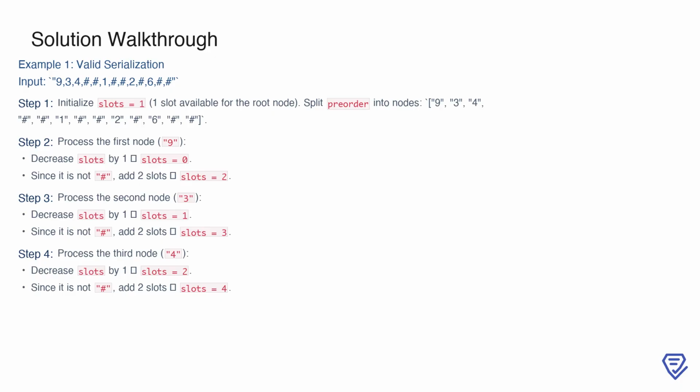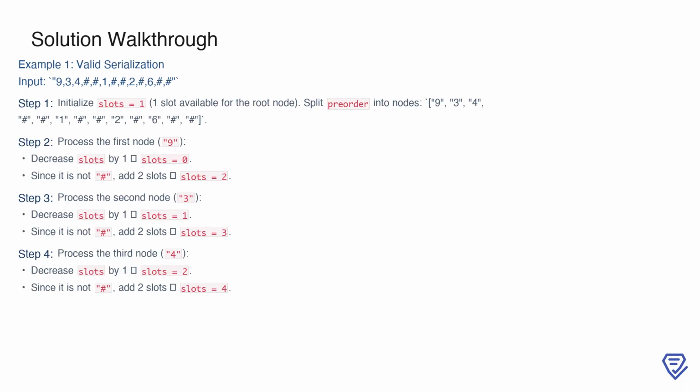Next, we split the input string into individual nodes, resulting in the array 9, 3, 4, #, #, 1, #, #, 2, #, 6, #, #. Now, we process each node in order. The first node is 9. Since it's a valid value and not a null marker, #, it consumes 1 slot, reducing slots to 0. Then, because 9 is not null, it adds 2 new slots, bringing the total to 2.